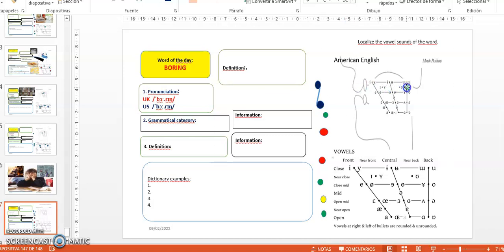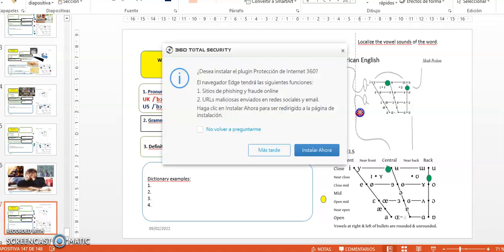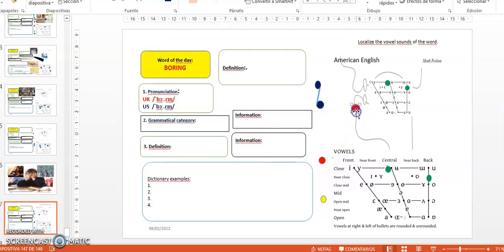phonology. I will say "bo-ring," Spanish "bo-ring." Okay, but the English pronunciation presents other phonemes, and then we pay attention to the first vowel sound. It's a little bit different to our O sound. You open your mouth and you produce the sound right there. And then check the second vowel sound, ring, boring, right there.